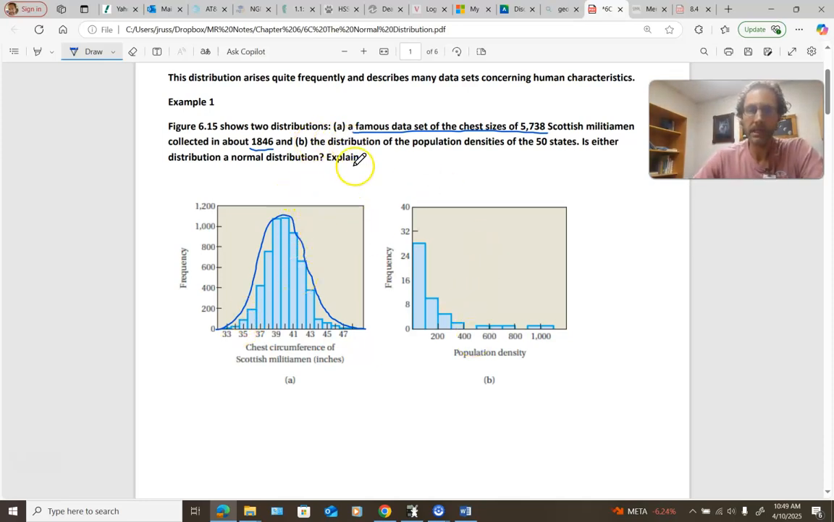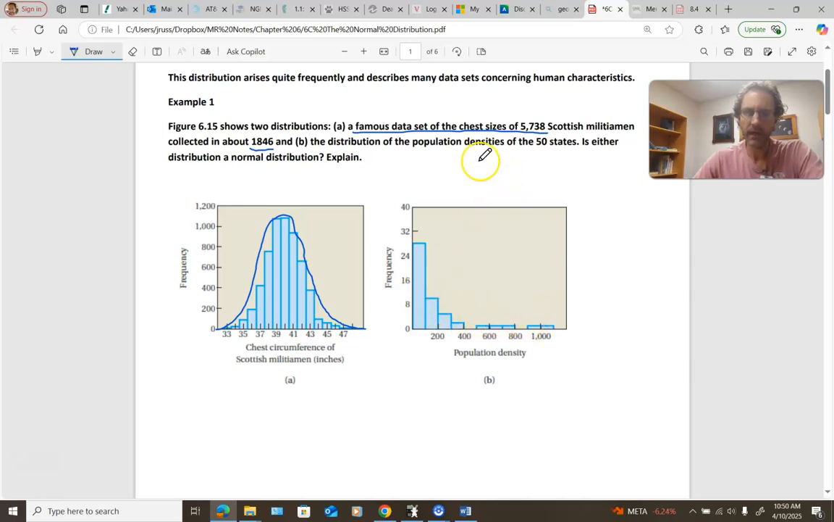And then B shows the distribution of the population densities of the 50 states, okay? So population density is typically the number of people on average per area, okay? So usually it's measured in square miles, but it doesn't have to be square miles. It can be some other unit of area, okay? But look here at this distribution.